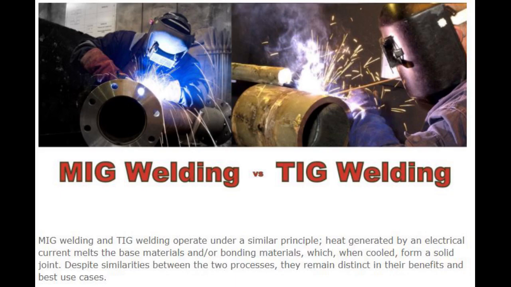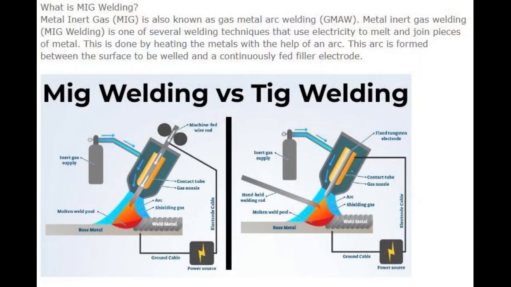MIG welding and TIG welding operate under a similar principle. Heat generated by an electrical current melts the base materials and/or bonding materials, which, when cooled, form a solid joint. Despite similarities between the two processes, they remain distinct in their benefits and best use cases. First, let's know about what is MIG welding and TIG welding.